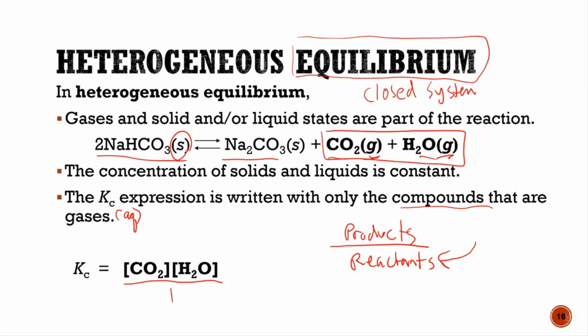So your K of equilibrium is just equal to CO2 and water. And we'll see that this is really important in chapter 14 when we start talking about acids and bases and what is referred to as KW, water's equilibrium constant.